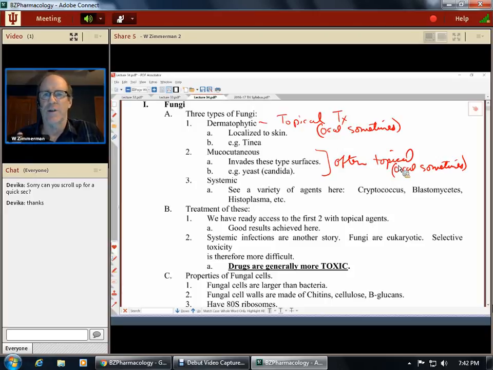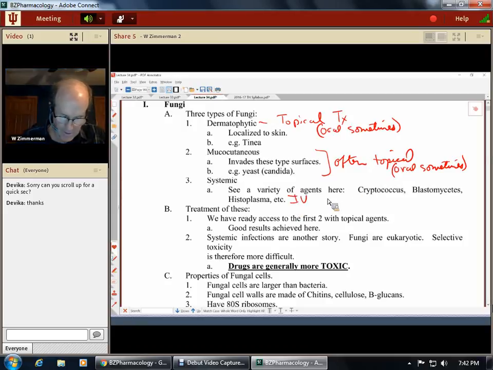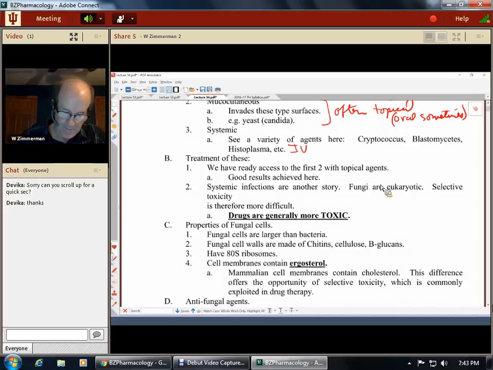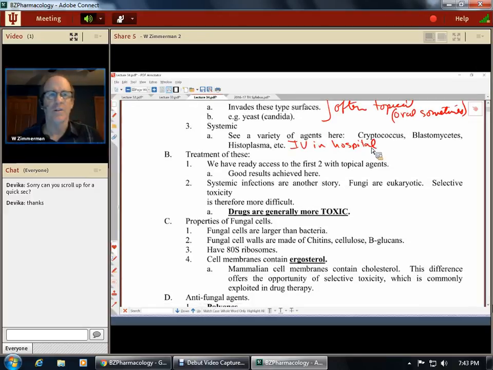But the systemic infections, suddenly we're talking about a whole different thing here. Far more difficult, far more dangerous: the Cryptococcus, Blastomyces, the Histoplasma. Now suddenly we're talking usually IV. It's usually in a hospital setting. Sometimes in a hospital, when the patient starts to do better, they can switch to oral. So, what can we do here? We've got ready access to the first two with topical agents. That works well. But for the systemic infections, we're dealing with something here.